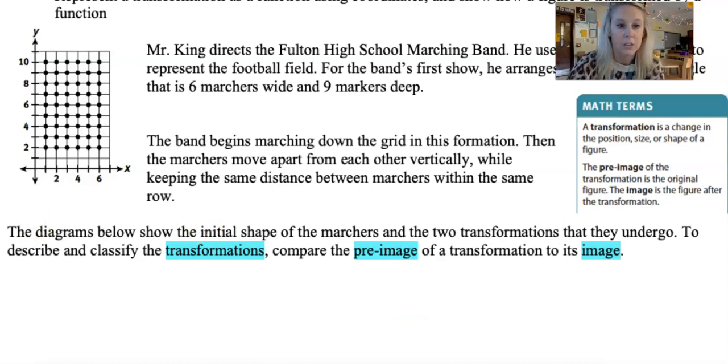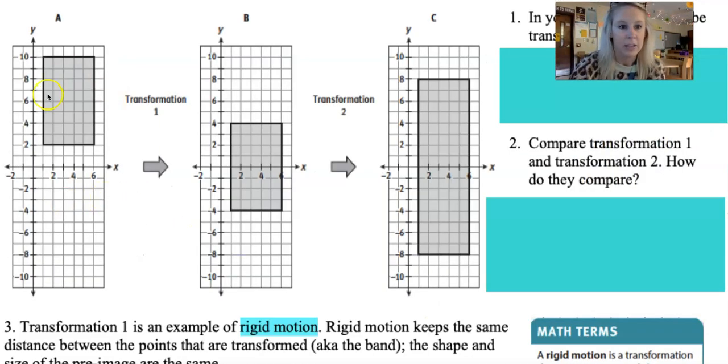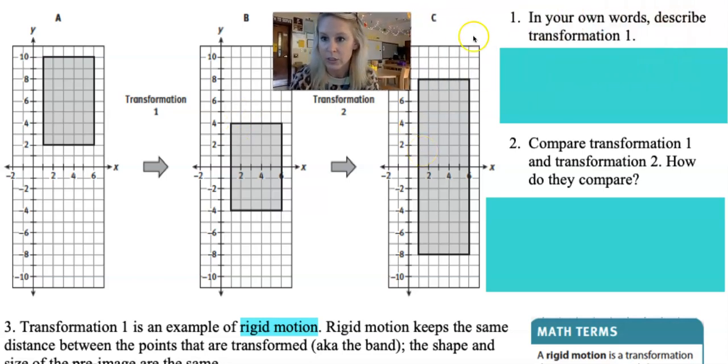Okay? So here is the transformation that we have the band. Here is the band at the starting point. It underwent a transformation number 1, and then it also did a second transformation. So what I want you guys to do is in your own words describe what happened in transformation 1. So what happened from this image to the other image. And then number 2, compare the first transformation with the second transformation. How do they compare? So how are they similar? How are they different? Etc. So try 1 and 2, jot some answers down, and then we'll discuss it in a second. So press pause, go.